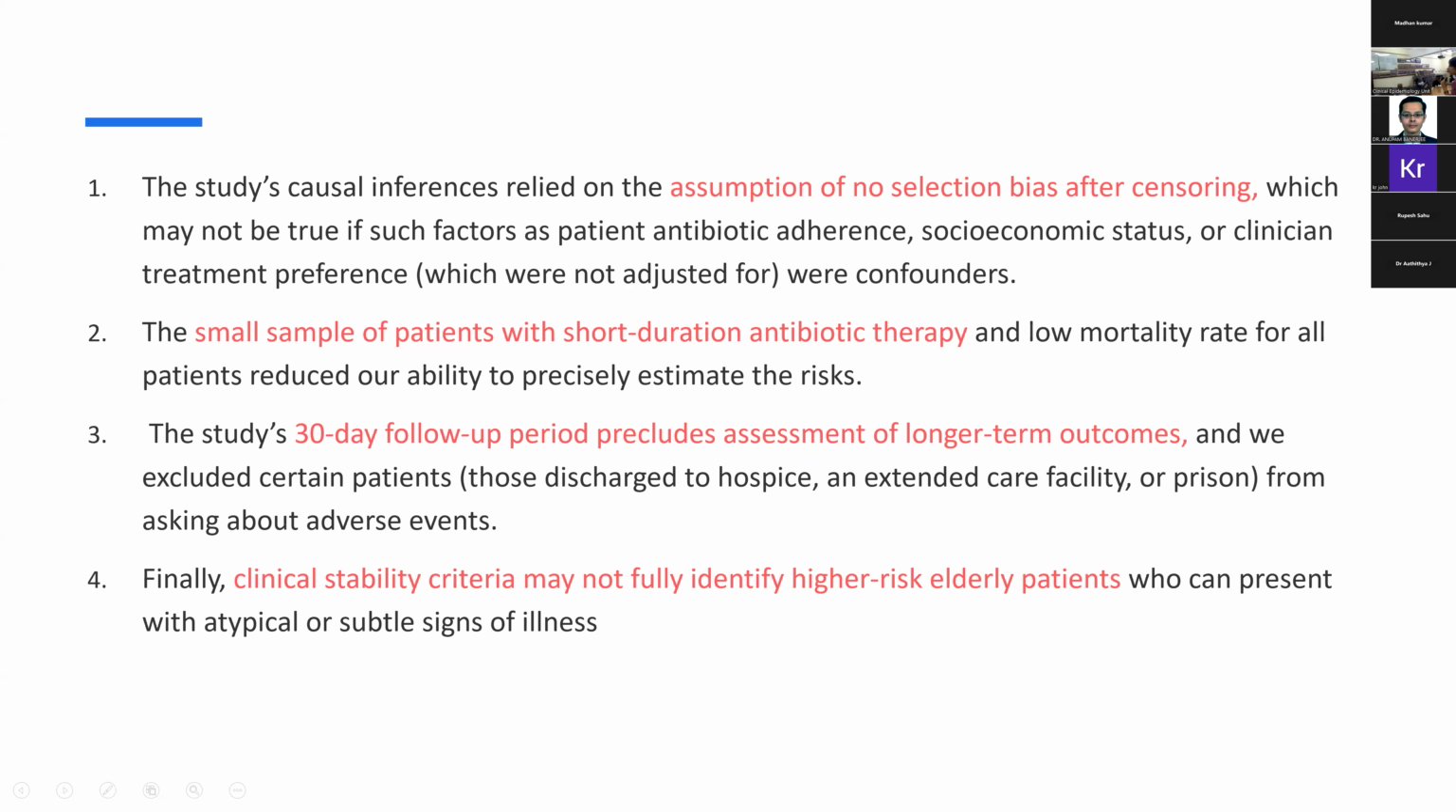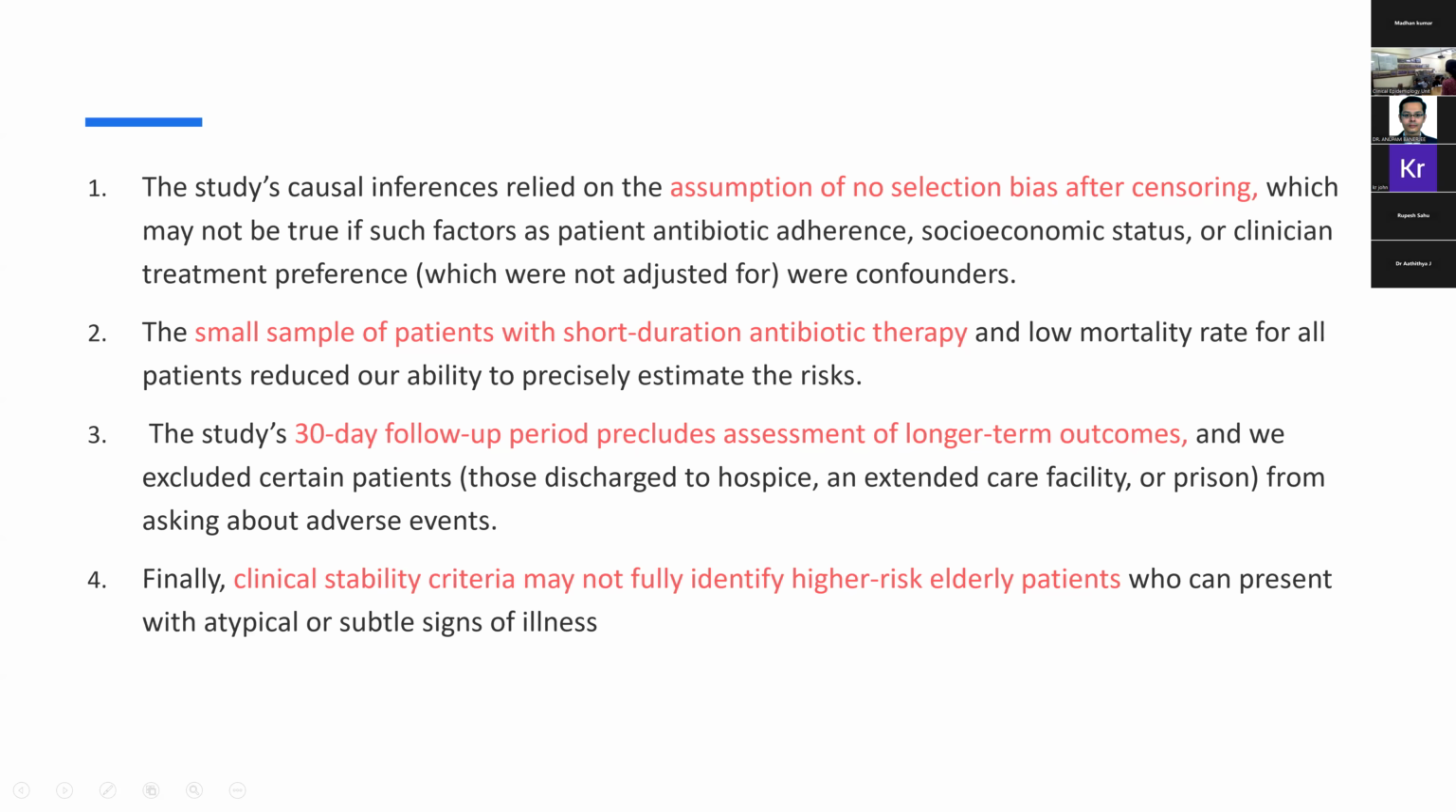So basically there was a very small number of people who were in the short course arm finally. They excluded some 90% of the people, and out of the remaining 10%, only 8% were in the short course arm. The study's 30-day follow-up period precludes assessment of longer term outcomes, and clinical stability criteria might not fully identify higher risk elderly patients, because they were all excluded as ineligible.